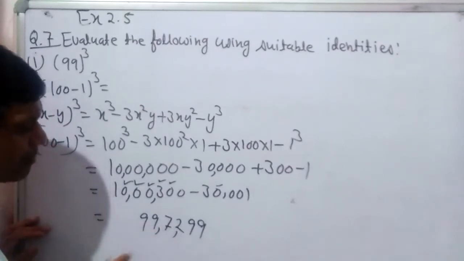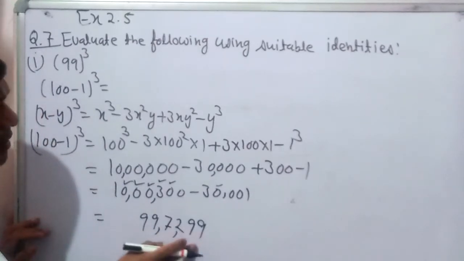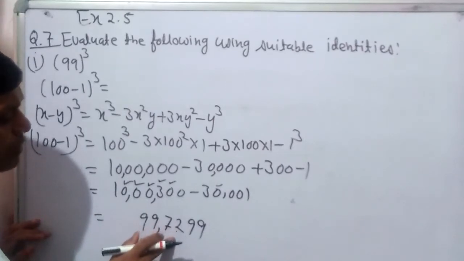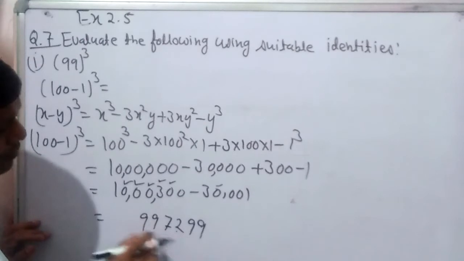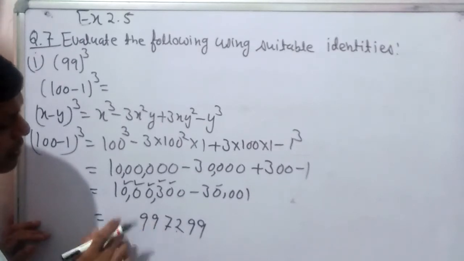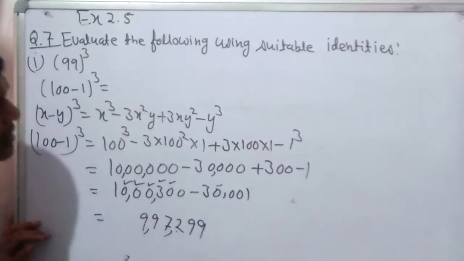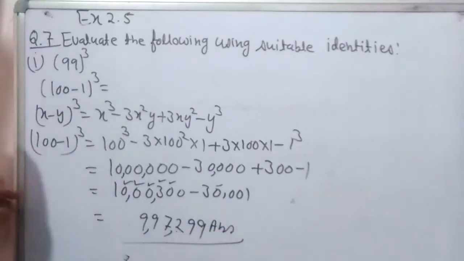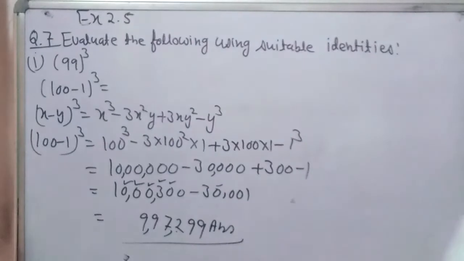So this gives us 99 lakh 72,000, unit, tens, 100,000, 10,000, lakh, 9 lakh, 97,299. That becomes the answer for 99 whole cube.